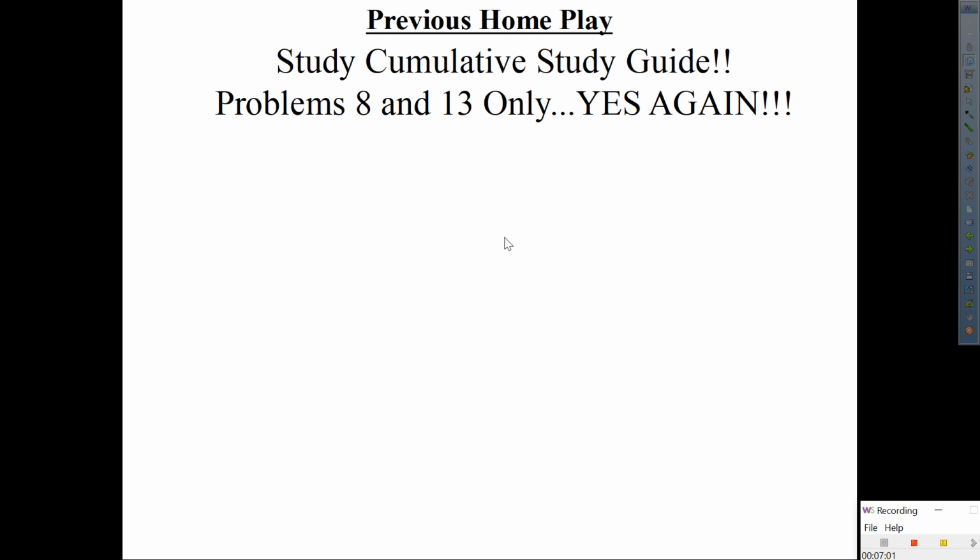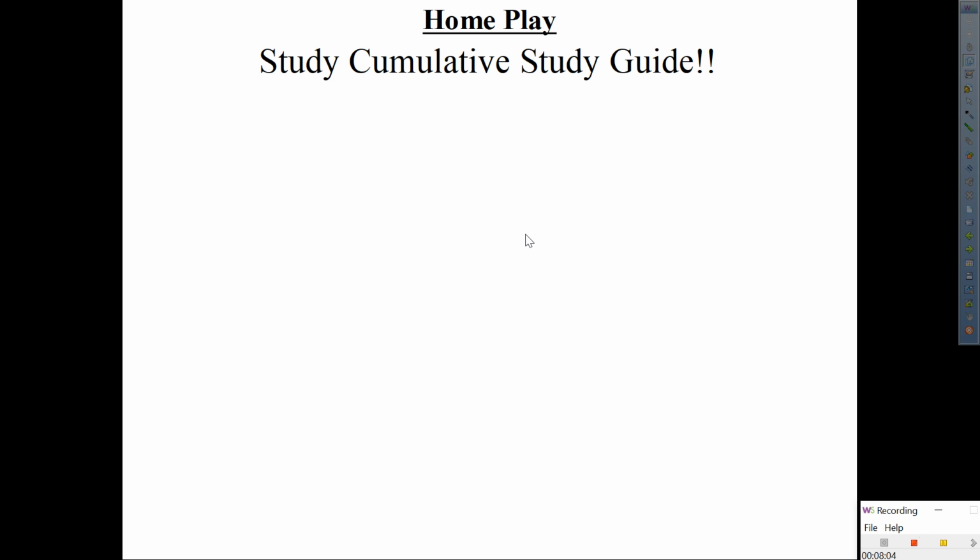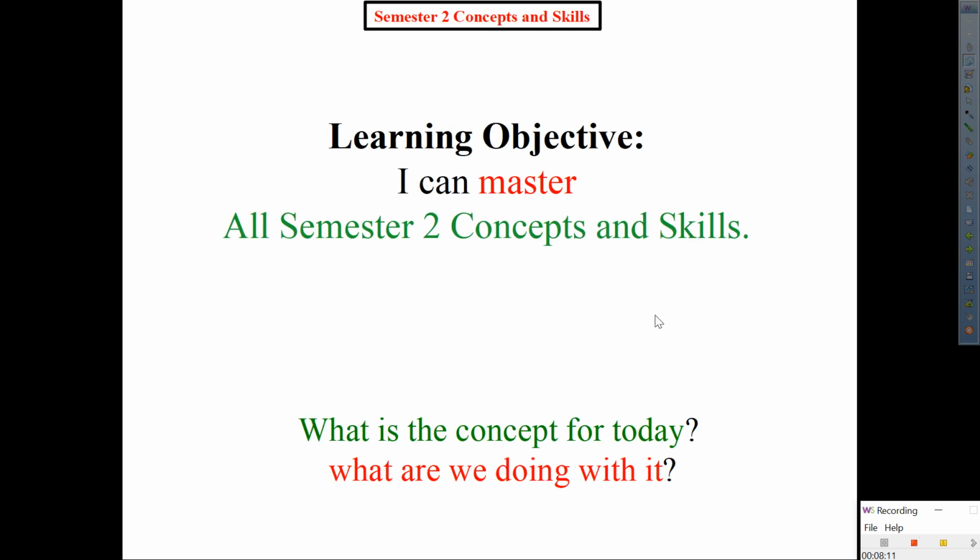Are you ready to go? Rock and roll, yeah. All right, get a blank sheet of paper. We're going to continue with our study of our cumulative study guide. Our objective for today: I can master all semester 2 concepts and skills. You don't need a Frayer model, just get a Cornell note. Also get your study guide out, because we're going to be referencing that.